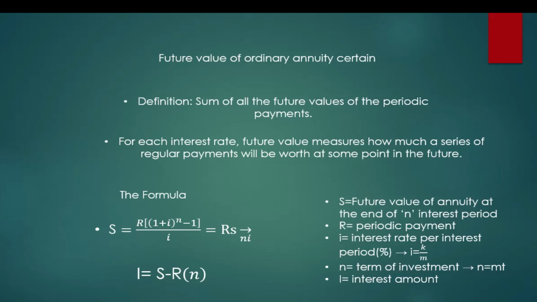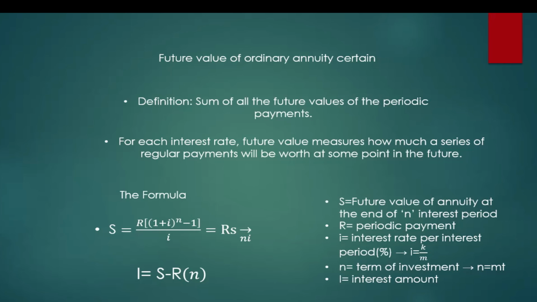Next, there are many types of annuity. The annuity that I would like to present today is future value of ordinary annuity certain. The definition is the sum of all the future values of the periodic payments, which means for each interest rate, future value will measure how much a series of regular payments will be worth at some point in the future.